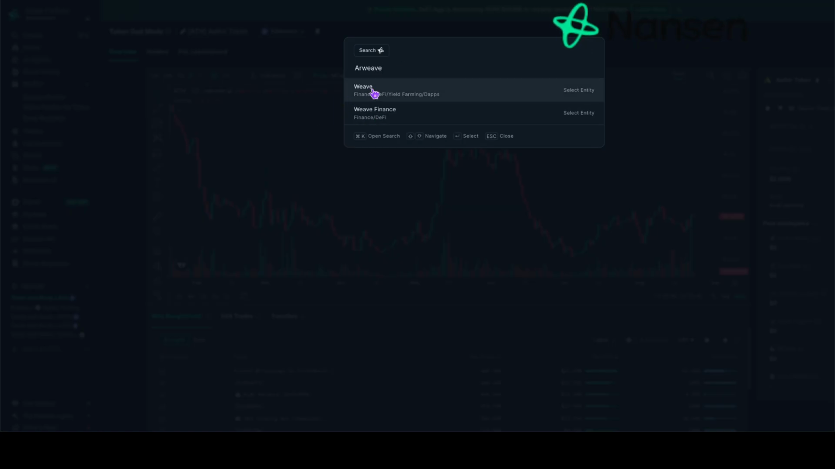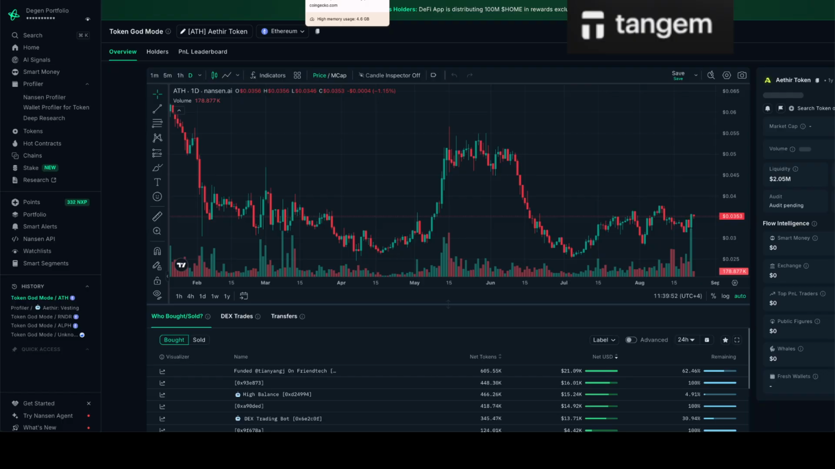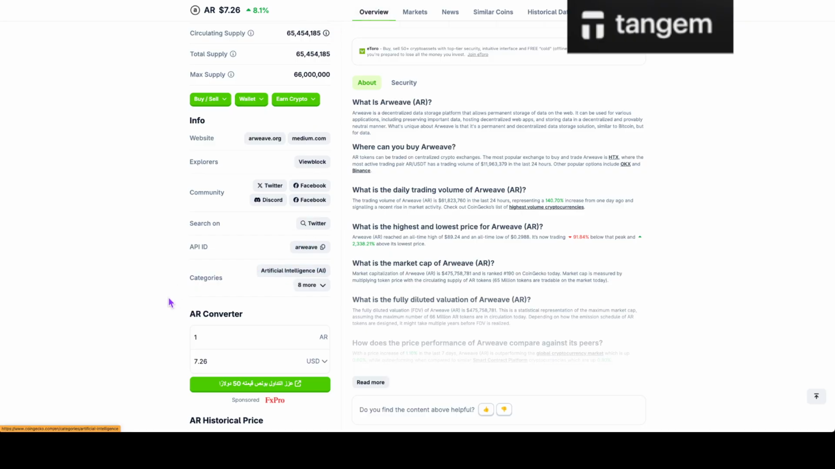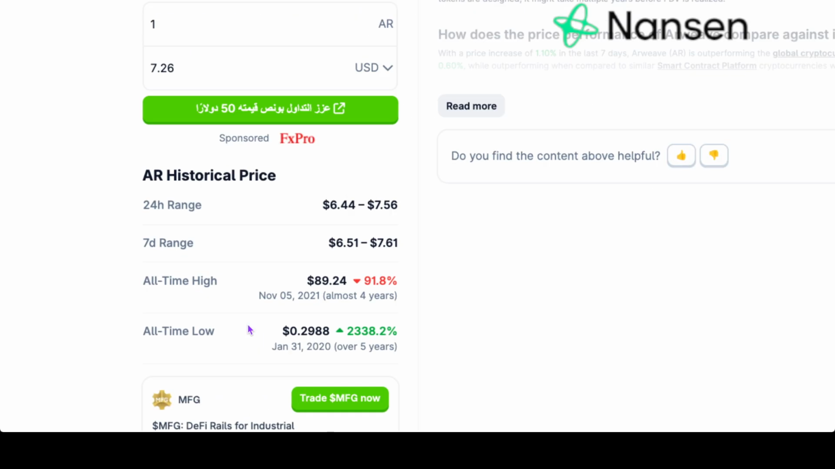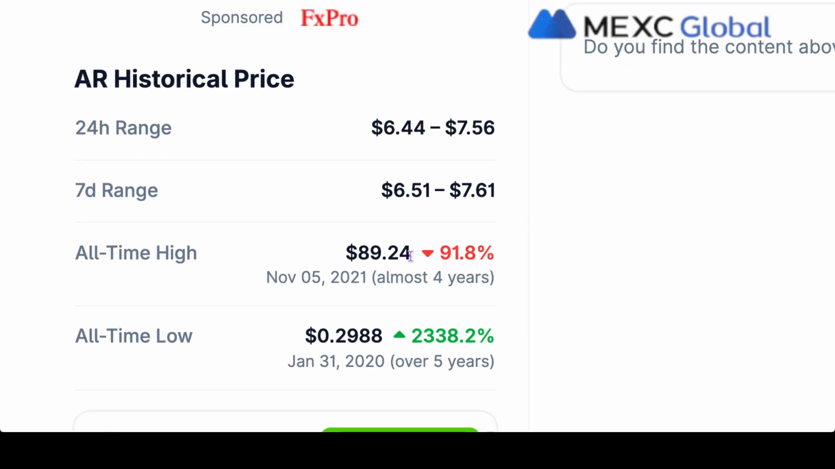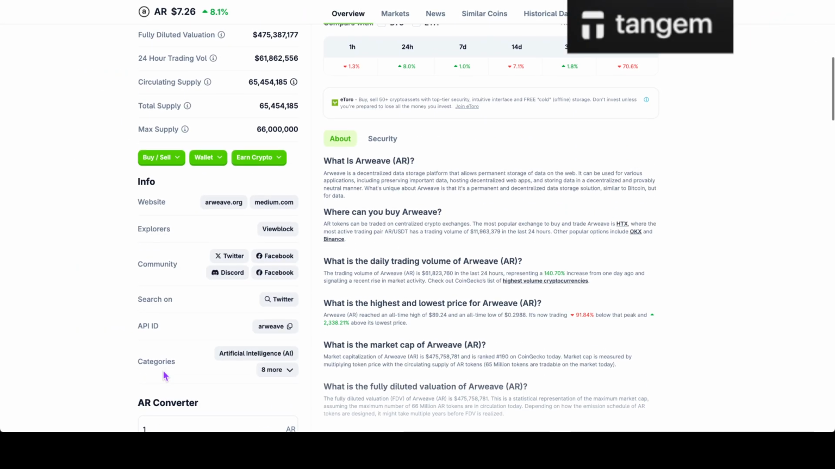Right. So, it won't come up on here because the chain doesn't get picked up, but it is sufficiently decentralized. That's Arweave. Literally, it is sufficiently decentralized. Now, in terms of price targets, I do believe this gets over $100. Once again, all-time low, 29 cents, all-time high, nearly $90.